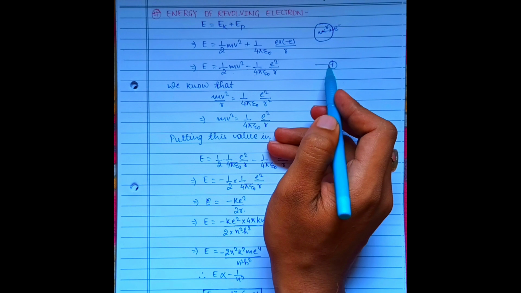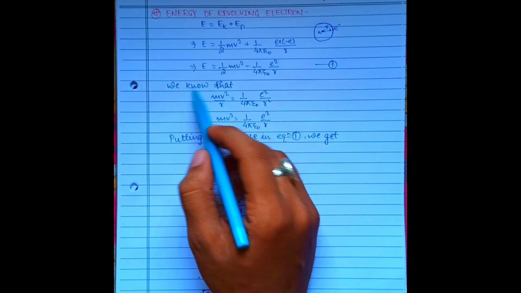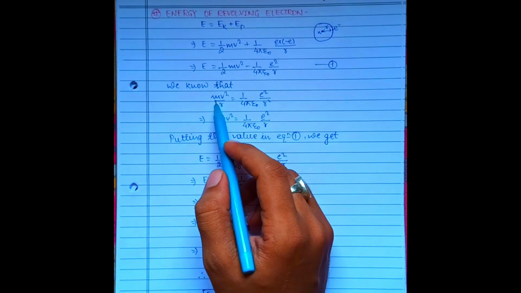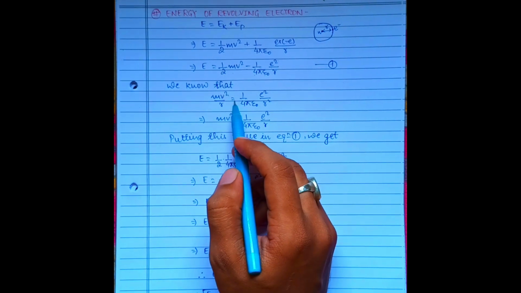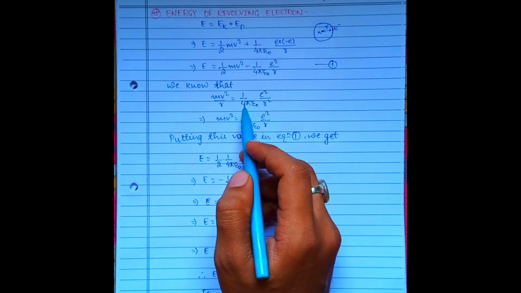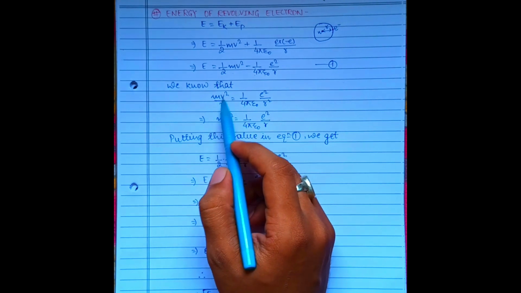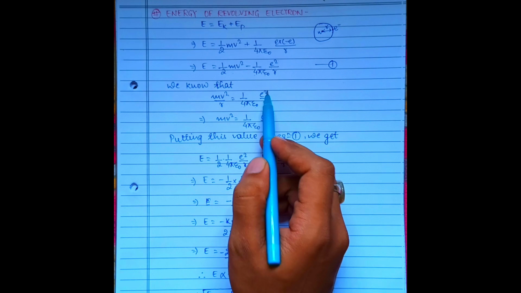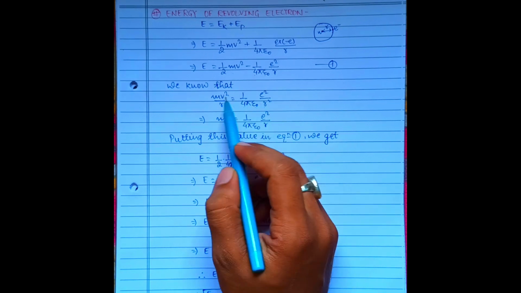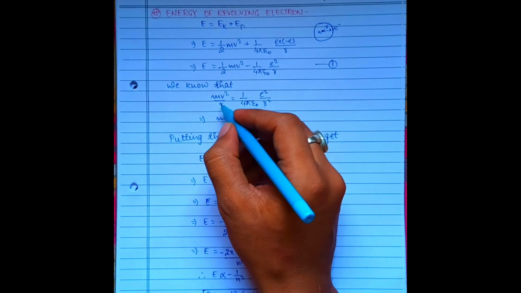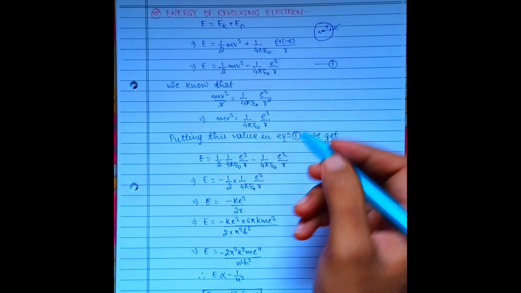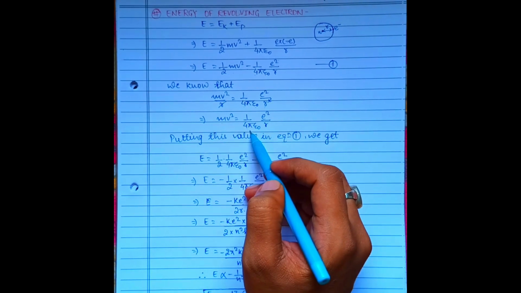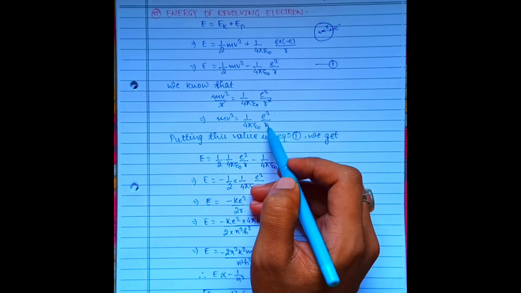Let us consider this as equation 1. We also know from Bohr's first postulate that centripetal force is always equal to the electrostatic force of attraction, that is mv square upon r is equal to 1 by 4 pi epsilon naught E square upon r square. So from here we can conclude that one r gets cancelled, and we are left with mv square is equal to 1 by 4 pi epsilon naught E square upon r.